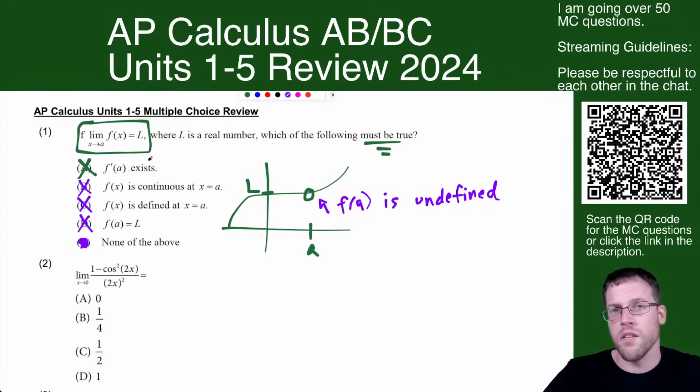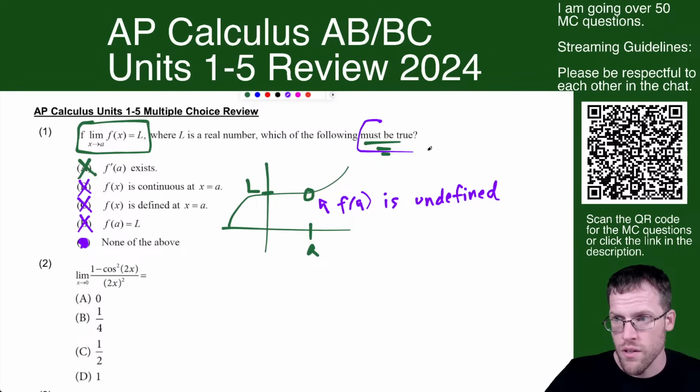This is a really big idea with limits, and I'm going to say it very carefully. You can have a limit at a value of x where your function does not exist. You could have what's called a removable discontinuity. So which of the following must be true? None of them have to be true here.